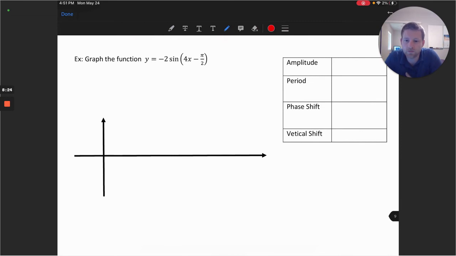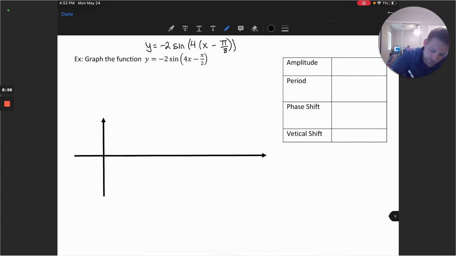So here we have y is equal to negative 2 sine of 4x minus pi over 2. So let's take a look at a factored form here. y is equal to negative 2 sine 4 times x. If I divide by 4 here, in the interior, I'll have negative pi over 8. So let's consider each component left to right.